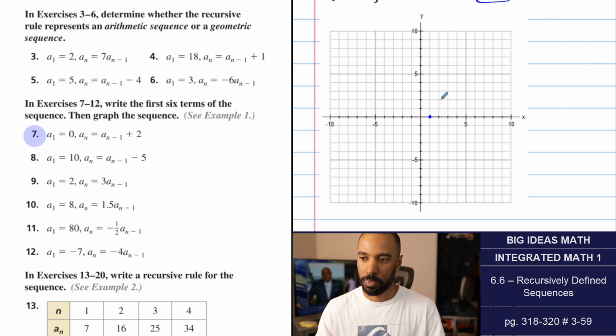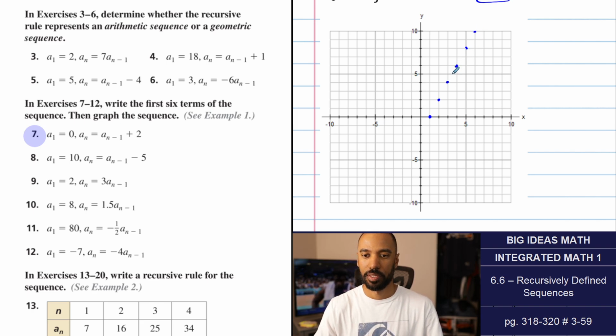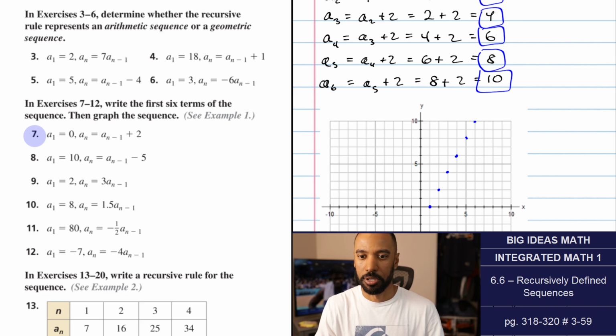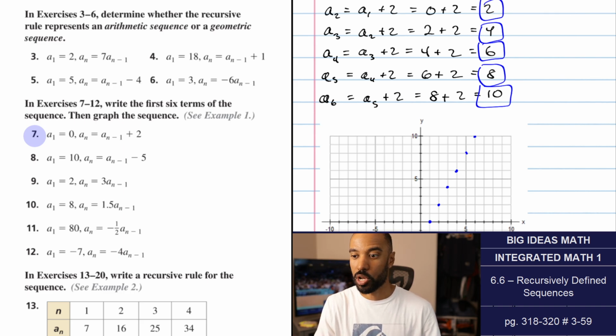0, 2, 4, 6, 8, 10. Arithmetic, which means a linear nature to it. And that should be our final complete answer. Remember, we start at the first term, so that's at n equals 1.